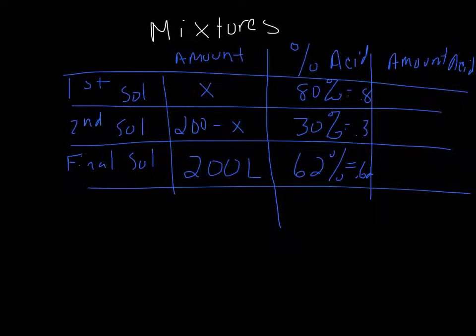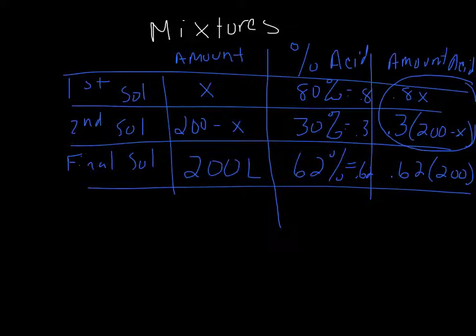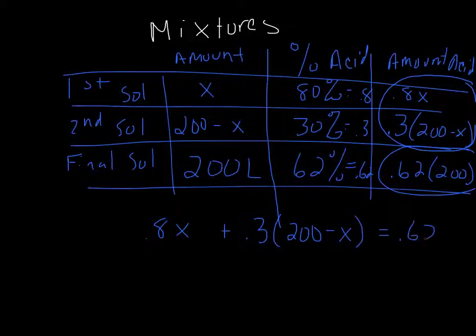Now we need to multiply to find the amount of acid. If 0.8 of the solution is acid and the solution is X, you get 0.8X. For the second one, 0.3 times (200 minus X) gives us the amount of acid in the second solution. And finally, for the last one, it's 0.62 times 200, because that's how much is in the last one. Now all you have to do is add the first two together to get what the last one should be. So we have 0.8x plus 0.3 times (200 minus x) equals 0.62 times 200. And then all you have to do now is just solve.